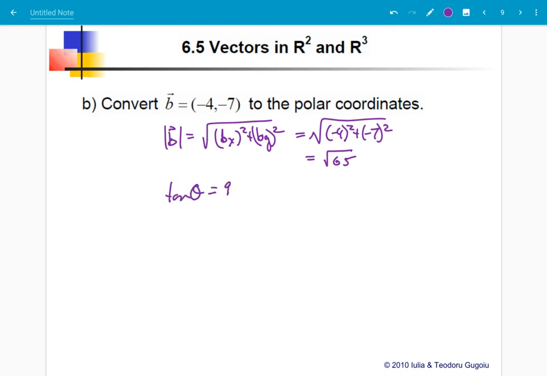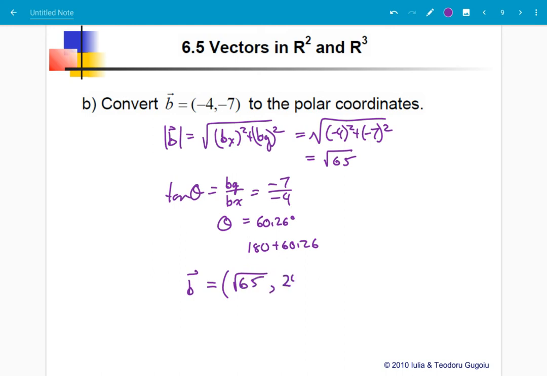Tan theta is By over Bx, so -7 over -4. So theta is 60.26 degrees. But we're in the third quadrant, so 180 plus 60.26. So vector B is root of 65, 240.26 degrees. That's it.